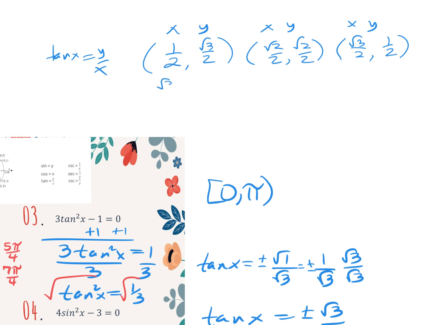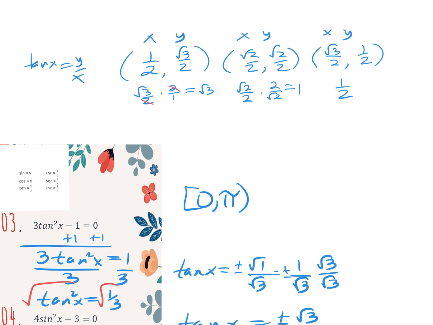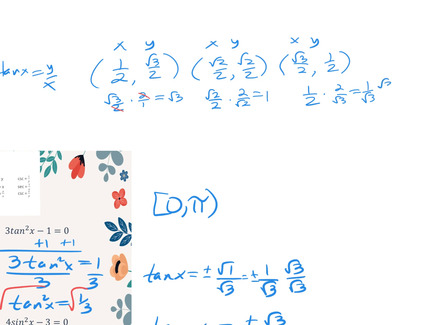So y, root 3/2 divided by 1/2: keep, change, flip, and make it 2/1. When you multiply this, it's just square root 3, because the 2s simplify. Then the next one, root 2 divided by root 2/2: keep, change, flip it, and this simplifies to a 1. And then here, 1/2 divided by root 3/2: keep, change, flip it. This gives you 1/root 3, rationalize it, root 3/3.